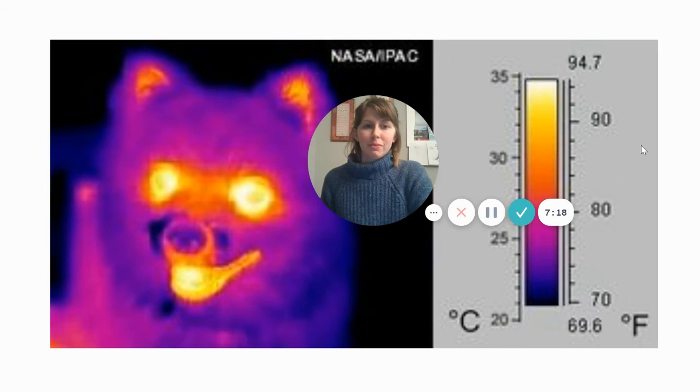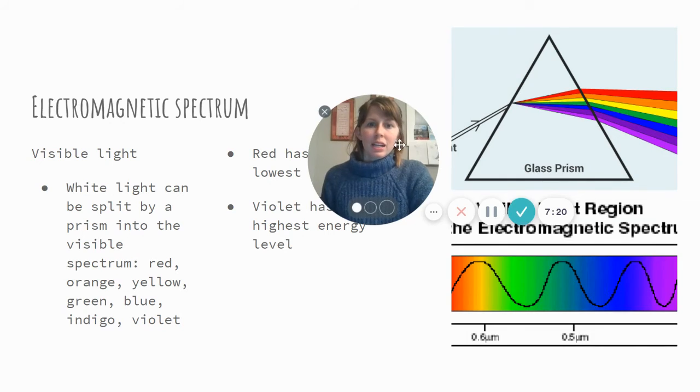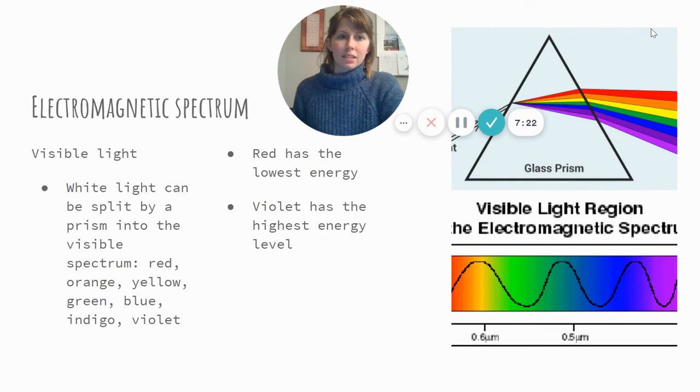Oh, that's a nice little infrared picture of a dog. Okay. The visible light, this is, I think, my favorite part of it, just because I like to be able to see color. So white light can split. If it goes into a glass prism, it splits. We'll talk about that more later. And it creates the visible spectrum. So red, orange, yellow, green, blue, indigo, violet.